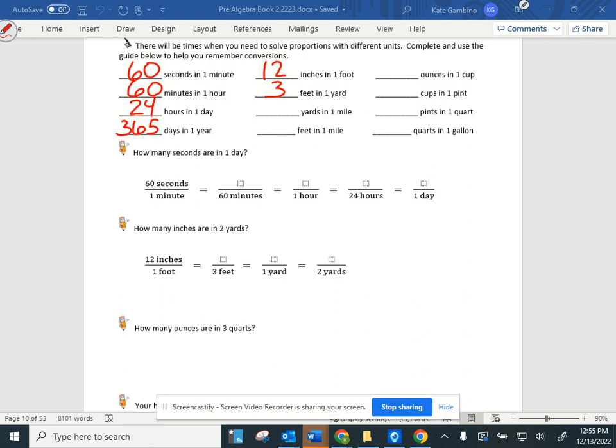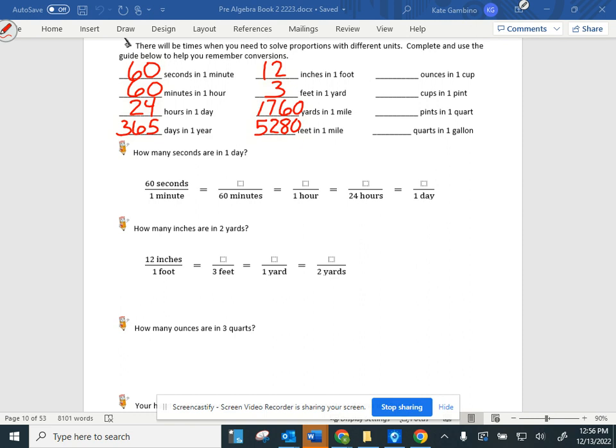Tegan, what do you think? I think you're thinking feet in a yard, in a mile. It's not that. We want yards in a mile. What do you think, Christopher? It's like 1,700 and something. 1,760. Very good. You were the closest. How many feet in a mile? 5,280. I knew it was 5,280.